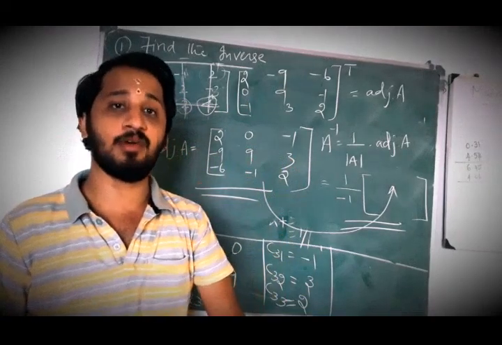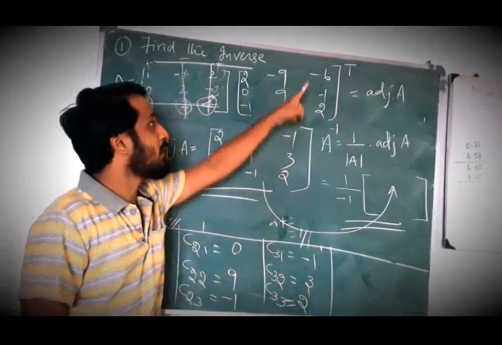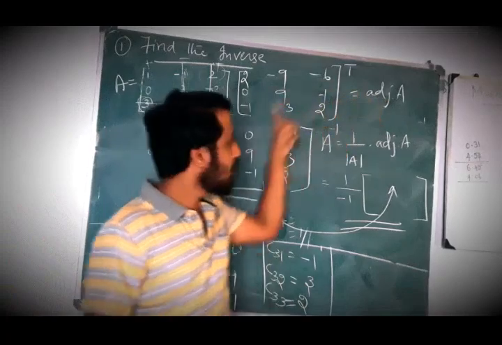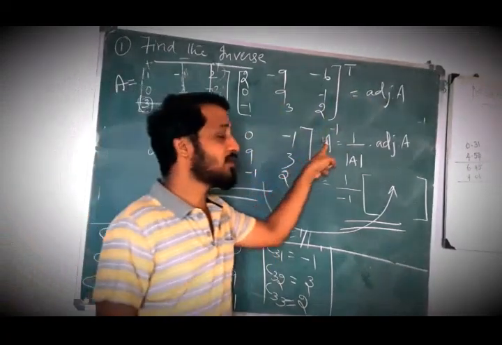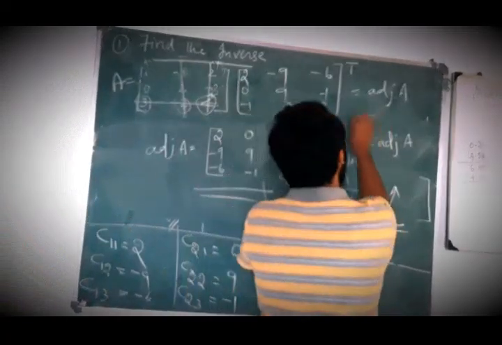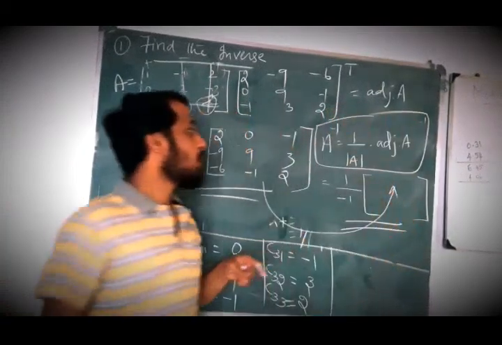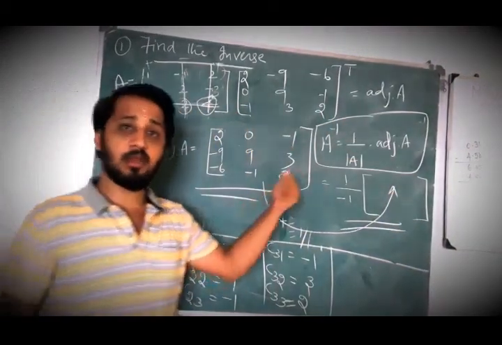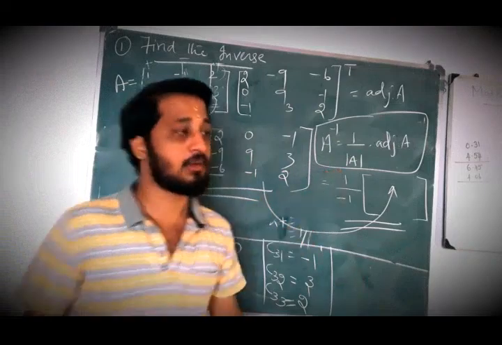Then to find A inverse, minor, cofactor, cofactor matrix transpose is nothing but adjoint A. Adjoint A you will get. Therefore, A inverse equals 1 by determinant A into adjoint A. This is the formula for inverse. Is it clear? Is it clear? Just go to this.